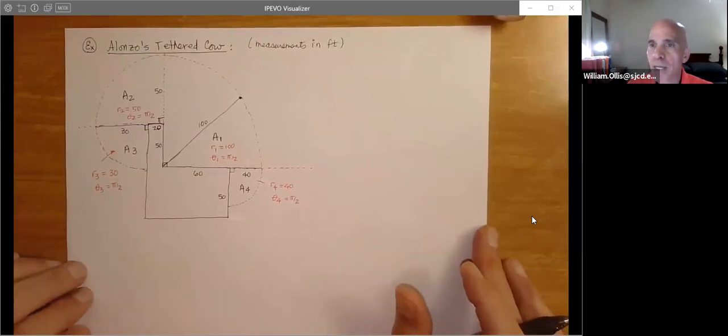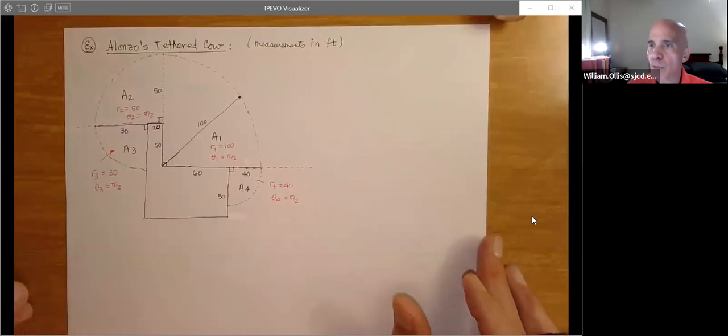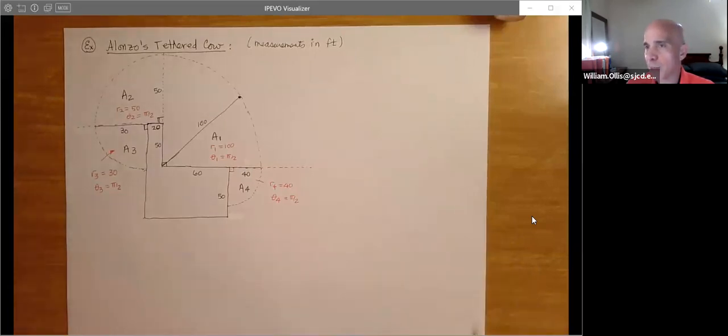So again, when it comes to doing problems like this, maybe not the most interesting problem, but it certainly is a problem that we can do with sector area. So I think it's fun.